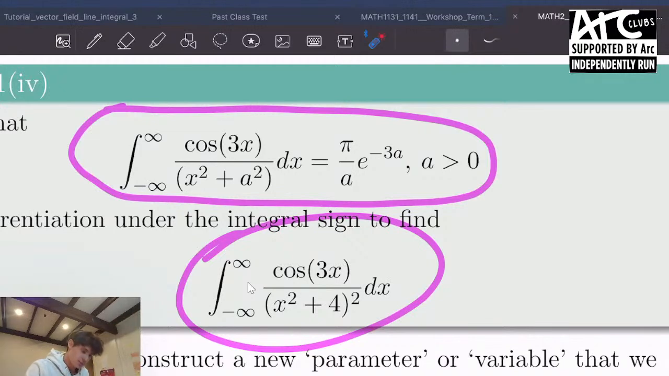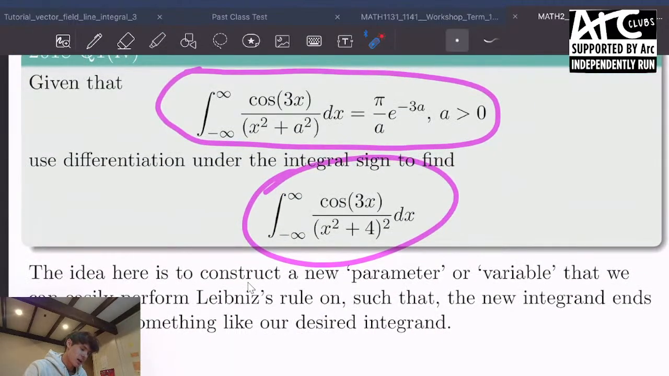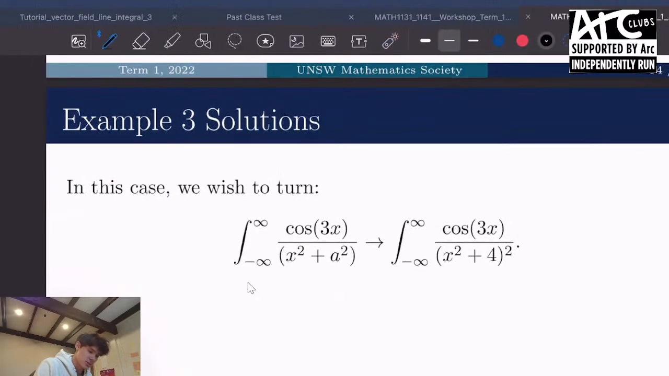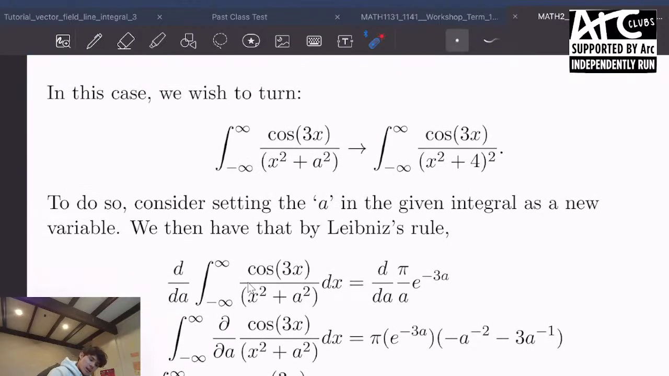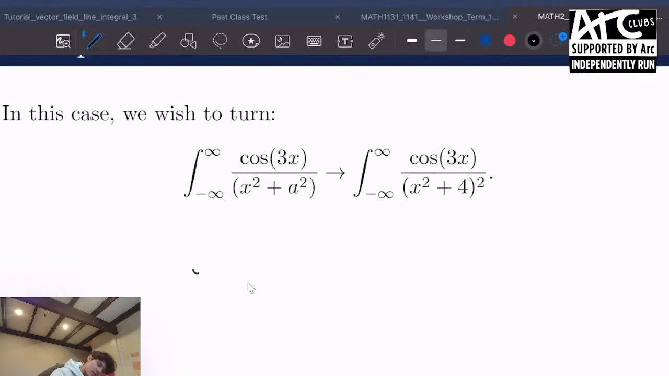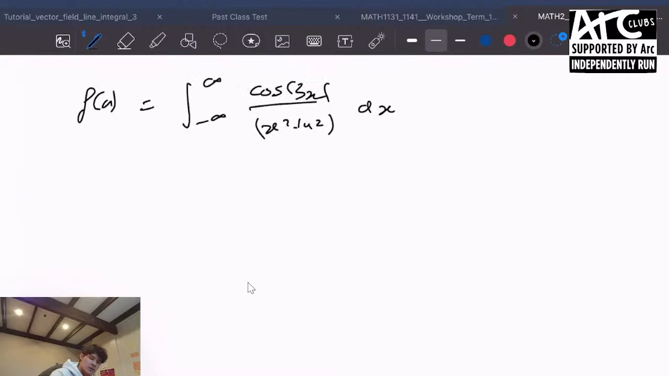So what we need to do is use Leibniz's rule to manipulate this integral. So in other words, we're trying to turn this integral, the one we know, into the integral we don't know. How are we going to do this? Well, considering that we have this integral expression in terms of some variable a, we can perhaps express this as a function of a, okay? And we can use Leibniz's rule.